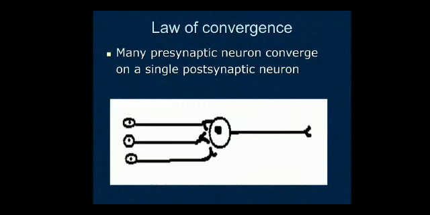Whereas in the law of convergence, many presynaptic neurons can form synapses with one postsynaptic neuron. So this is about today's class. The remaining properties I will cover in the next class. Okay, thank you.